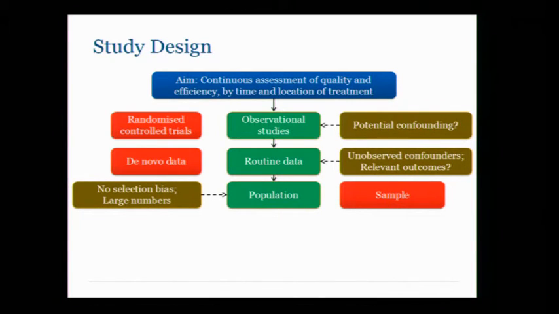Firstly, when we're designing a study, we're thinking, do we need to take a sample of the population that we're interested in? In this case, clearly we don't. We're using routinely collected observed data, so we can collect data on the whole population of patients within each of the service areas that we're evaluating. This eliminates selection bias. It also means we've got the largest possible numbers, which helps with the power to be able to detect effects and differences.